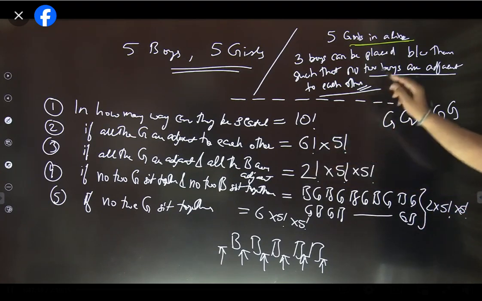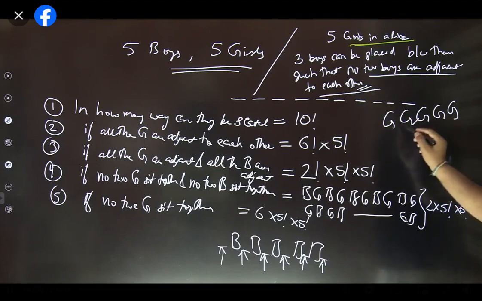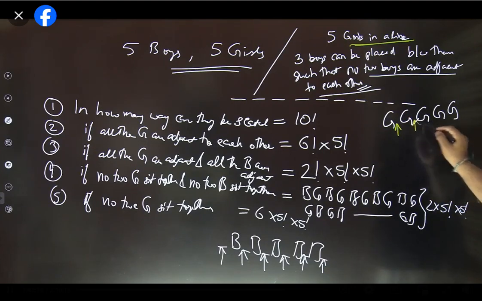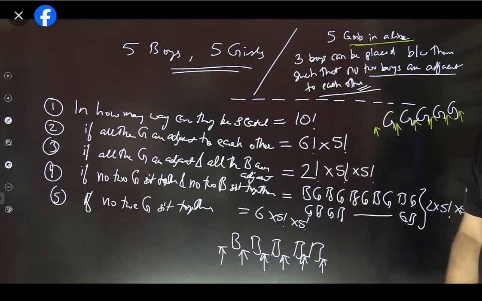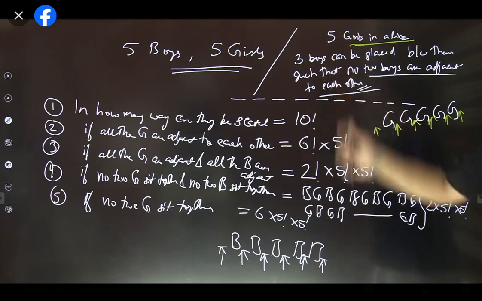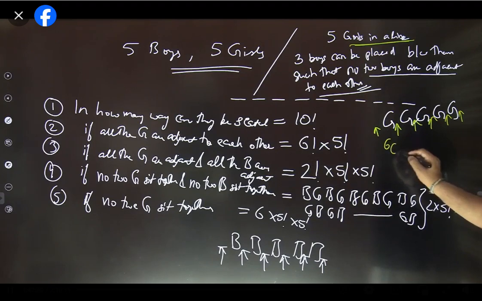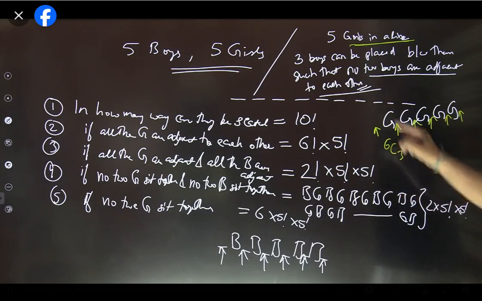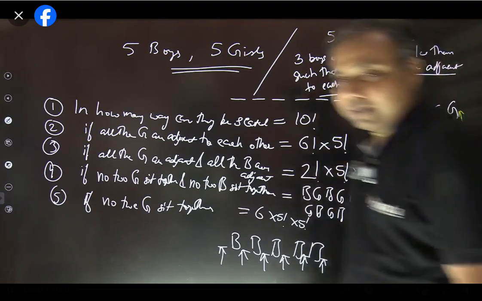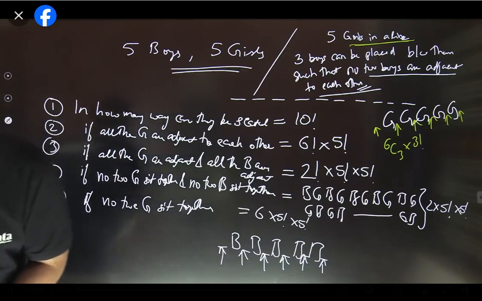So as we did earlier, for these boys, between any 2 girls, I can use only one place. So 1, 2, 3, 4, and again 5, and 6. So out of these 6 places, I need to select the 3 places where these 3 boys can be arranged among themselves. So 6C3, we can select the 3 places, and those 3 boys can be arranged at those 3 places in 3 factorial ways. So this is the answer. Yes, it is 6C3 into 3 factorial.